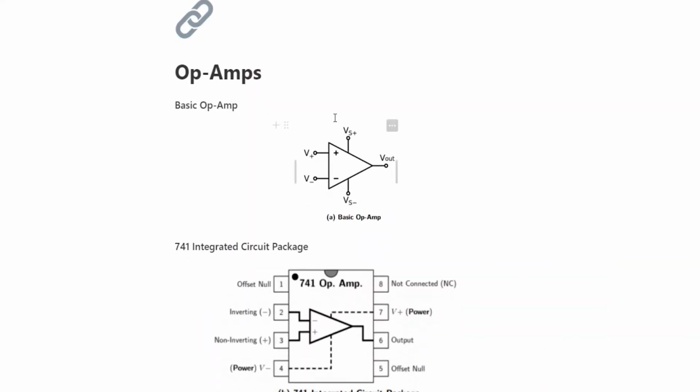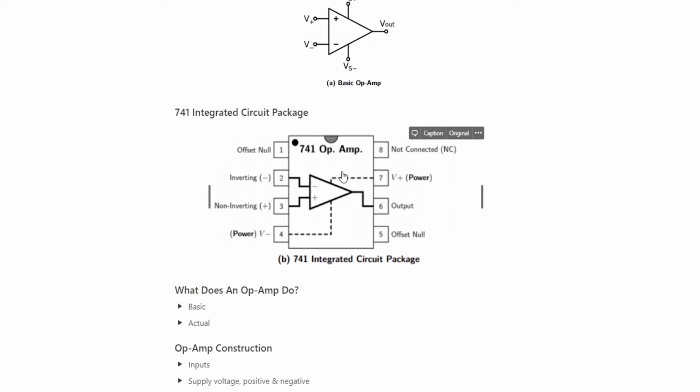So, basic op amp schematic, I'm okay with that. Voltage supply plus, minus, V out, and then you've got the non-inverting input, which is V plus, and the inverting input, which is V minus. Then you've got a 741 IC package, integrated circuit package. I don't know what offset null and not connected mean, but I know I've got the negative power there, the positive power there, and then pins 2 and 3 are the 2 inputs, 6 being the output.